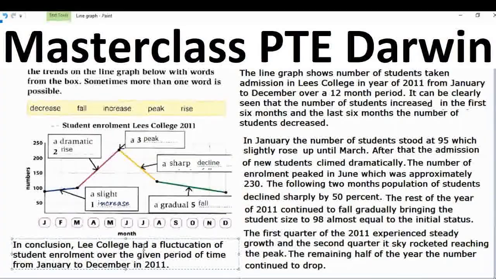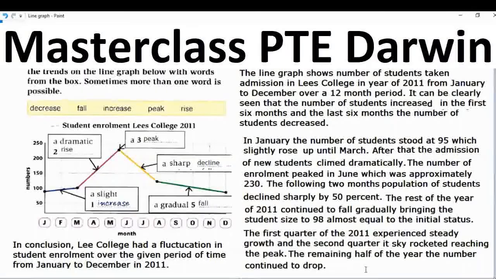In conclusion, Lee College had a fluctuation of student enrollment or student number. Fluctuation. Enrollment is a process, so it's better to use in. So, in conclusion, Lee College had a fluctuation in student enrollment over the given period of time from January to December in 2001. Yeah, there are many other ways we can write.